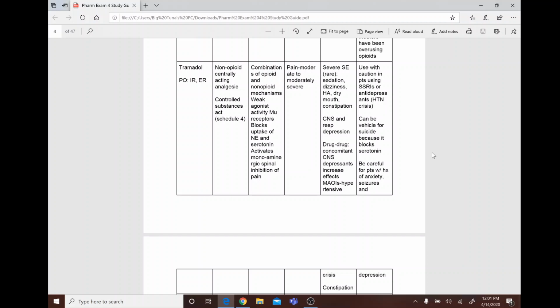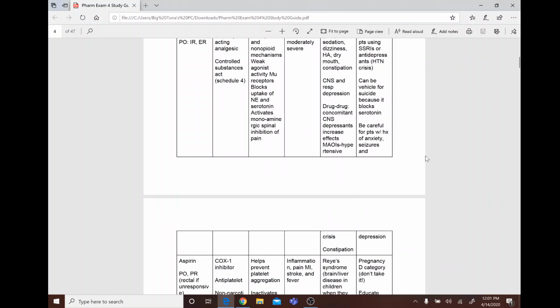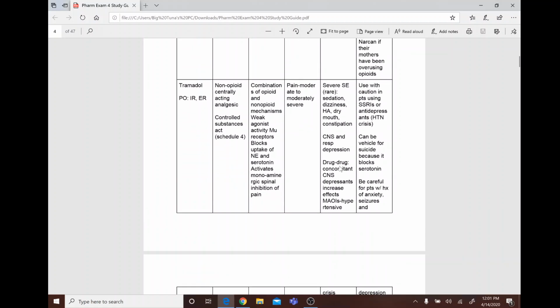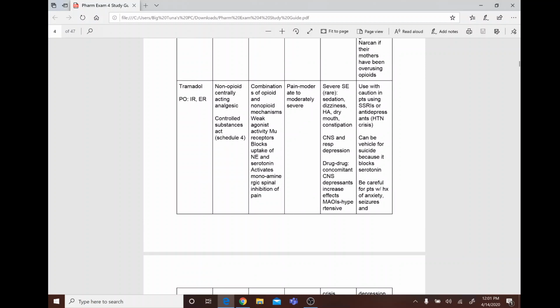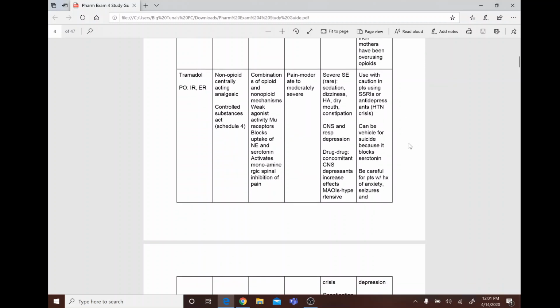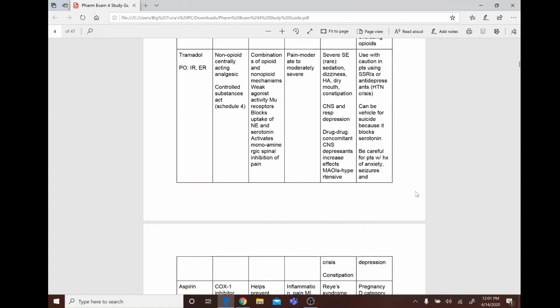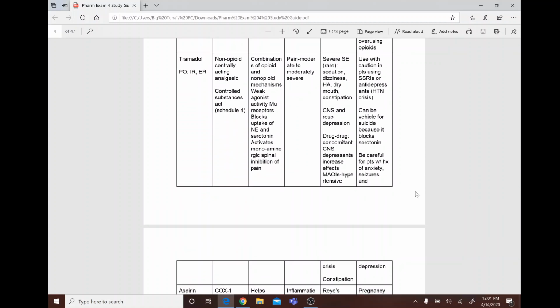Severe side effects, which are rare: sedation, dizziness, headache, dry mouth, constipation, CNS and respiratory depression. And then drug concomitant CNS depressants increase effects, and MAOIs cause hypertensive crisis, and you can have constipation. All right. What do we need to know about when someone takes Tramadol? Can be a vehicle for suicide.